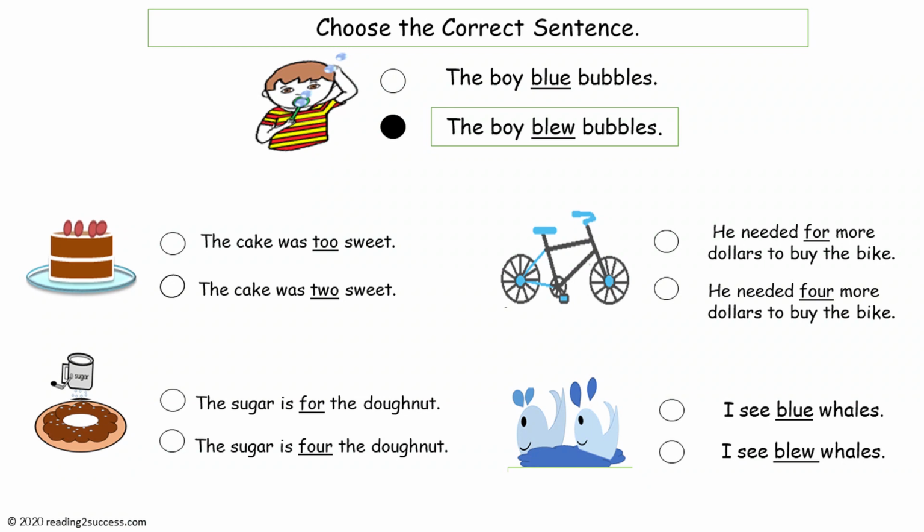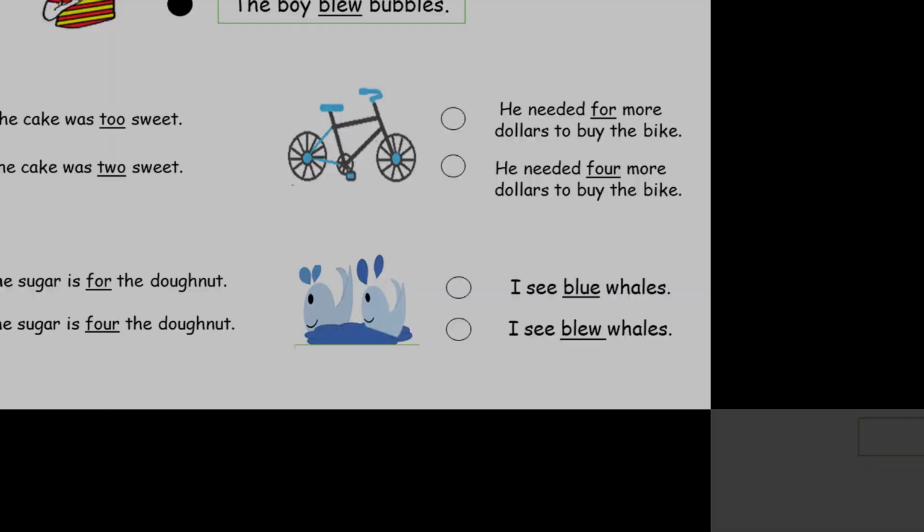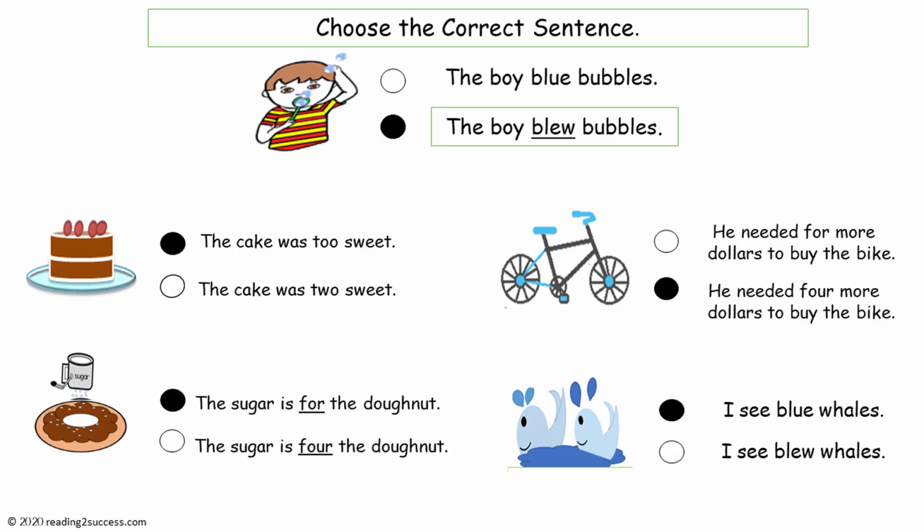Have kids choose the correct sentence. In the first example, they will have to find the sentence with the correct to. In the second sentence, the correct for. In the third sentence, the correct for. And in the fourth sentence, the correct blue. And this is the completed example.